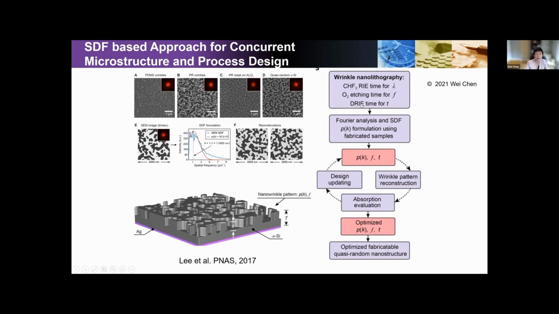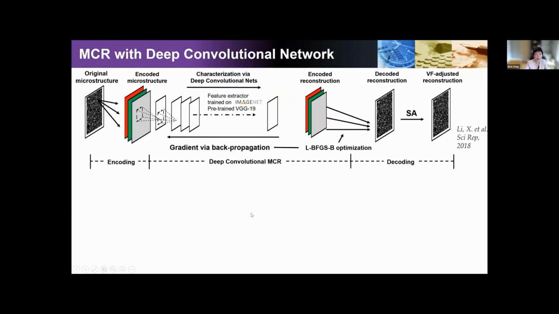So by creating this kind of one-to-one correspondence between the processing condition as well as the structure variable, we are able to do concurrent optimization for both the processing as well as the structure parameters. And our design is also validated by fabricating it and then physically validating the behavior.